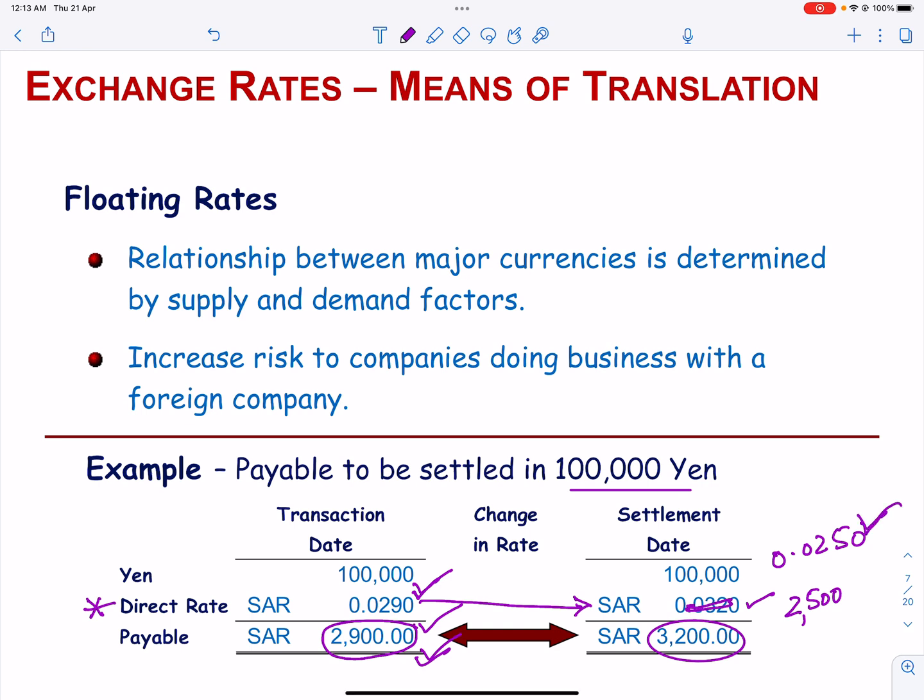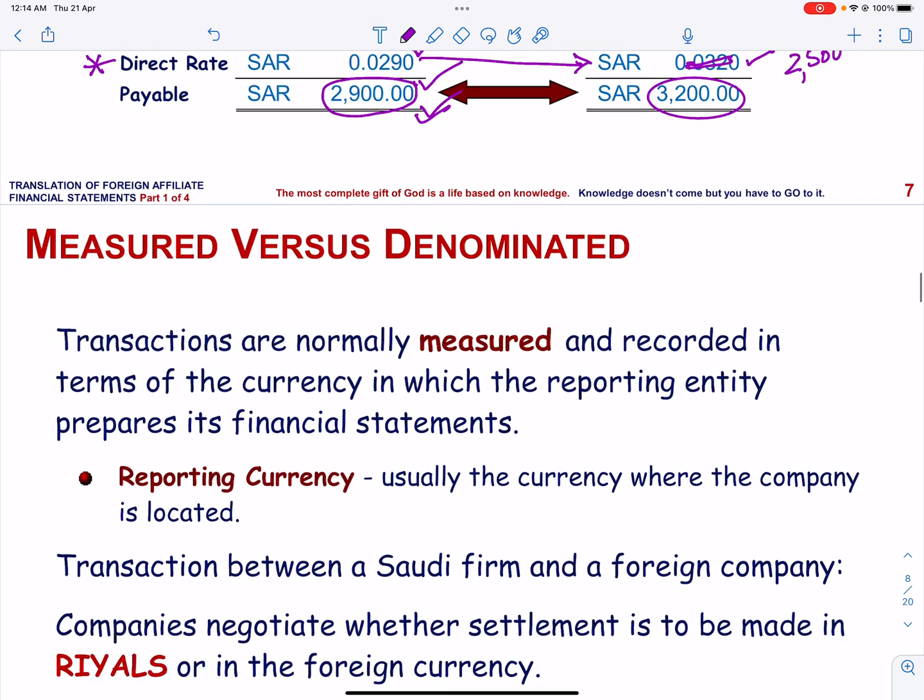So these results will be just the opposite if the Saudi firm is selling and not buying from the Japanese company. But we should keep in mind that the Saudi firm is not in the foreign currency business. Rather, they are in the business of buying and selling their products. Let us now talk about two concepts that we must know before we deal with foreign exchange translation in the next slide.